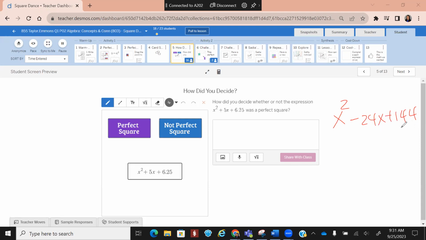I know this is a perfect square because this is a perfect square. What's the square root of 144? 12. Take 12, multiply it by 2. Isn't that what this number is? So if we're here, what we can do is take 5 divided by 2. Tell me what that is. 2.5. And then take 2.5 and square it. Go ahead. It's 6.25, right? That's why this is a perfect square.